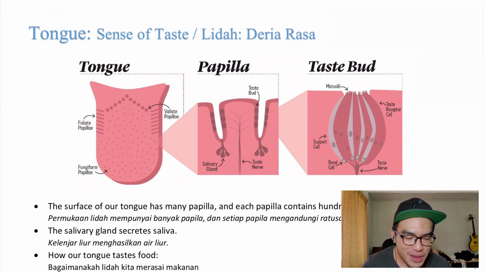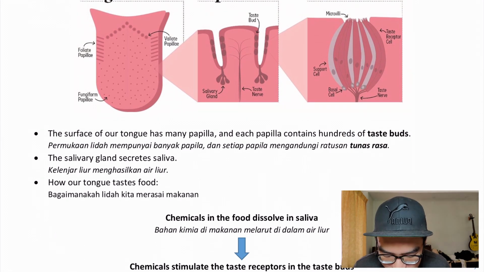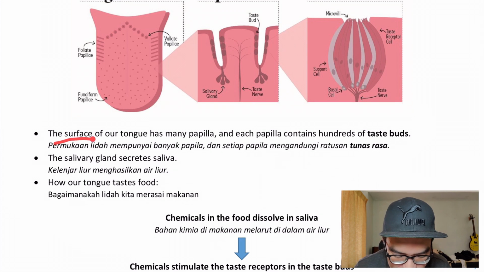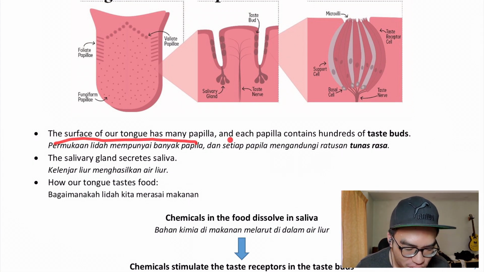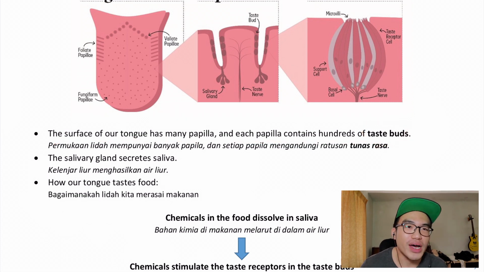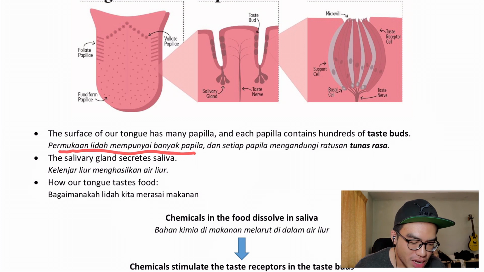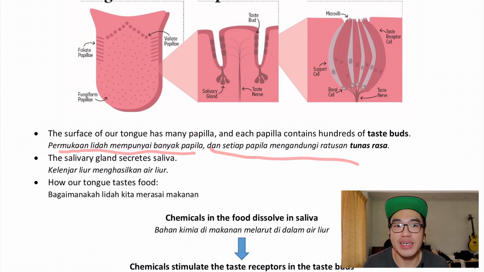Anyway, getting back into our lesson, let's look at the first point. The surface of our tongue has many papilla, and each papilla contains hundreds of taste buds. These taste buds are what enable us to taste something, or we call it tunas rasa in BM. Permukaan lidah mempunyai banyak papilla dan setiap papilla mengandungi ratusan tunas rasa.